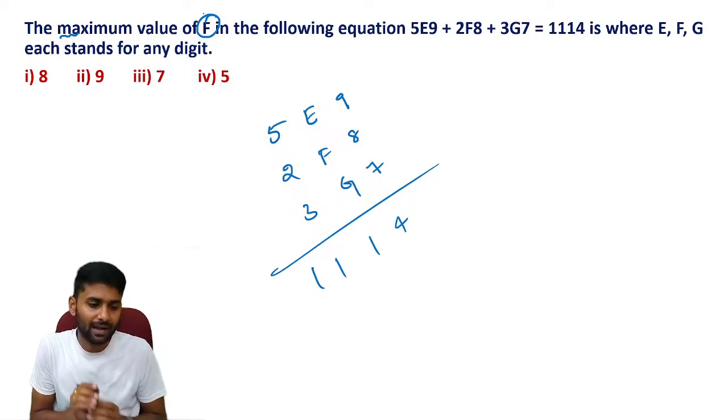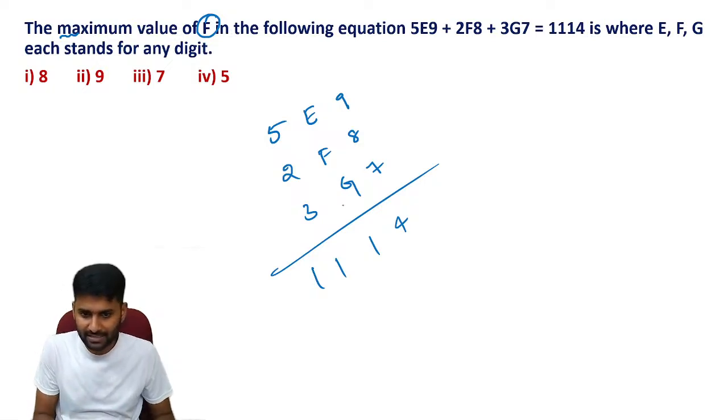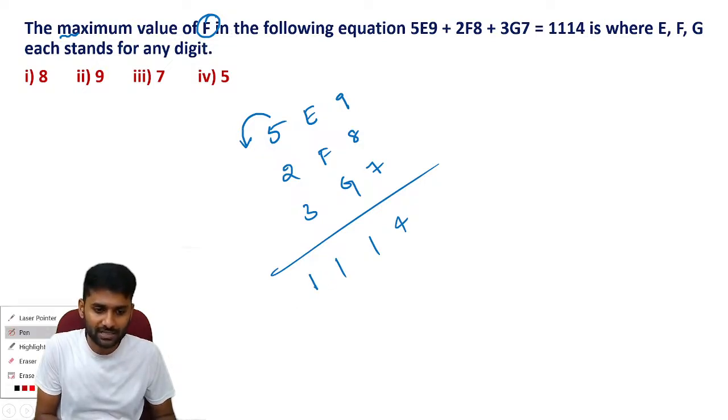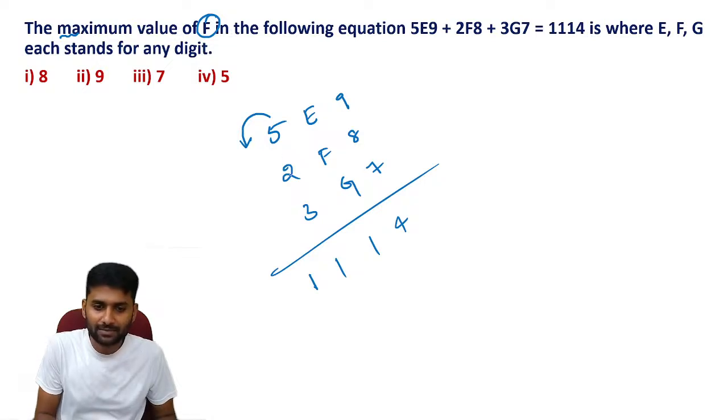Now here the question: the maximum value of F here, guys. So definitely there is a carry over, then only you will get 1. So this is the first point you should understand. Why? Because if a three-digit number becomes a 4-digit number, definitely there is a 1 carry over from the last step. Let's find the value.